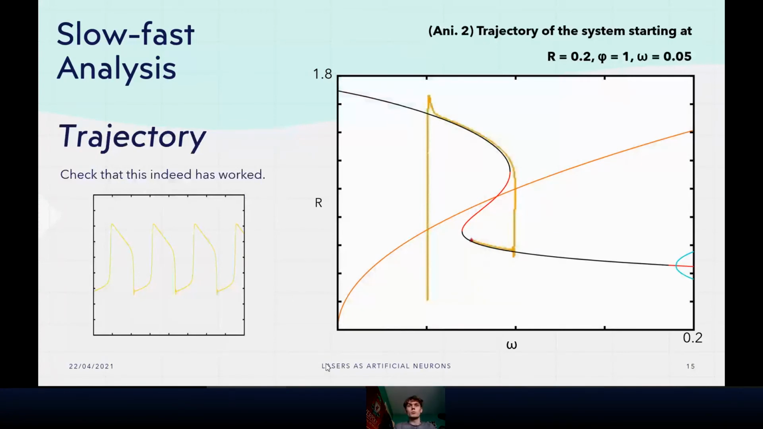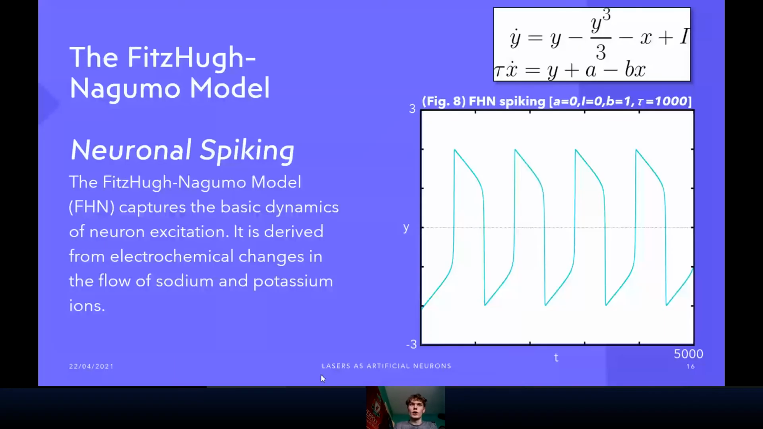Now, it's time to talk about neuron models, now that we understand what's happening in our laser system. The Fitzhugh-Nagumo model is very basic. You have the equations up here, but it is actually a simplification of the four-dimensional Hodgkin-Huxley model, which won a Nobel Prize. So we're doing good neuroscience here.